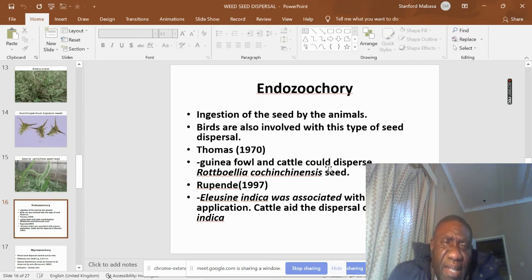Then endozoochory involves the ingestion of the seed by the animals. Birds are also involved with this type of seed dispersal. According to Thomas, 1970, guinea and cattle could disperse Rhodesian seed. Rupende in 1997 reported that Eleusine indica was associated with manure application. So cattle aid the dispersal of Eleusine indica.